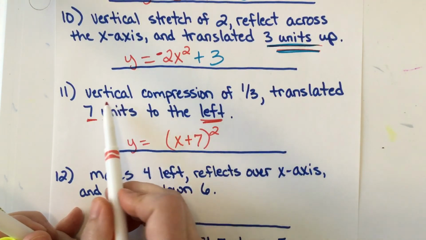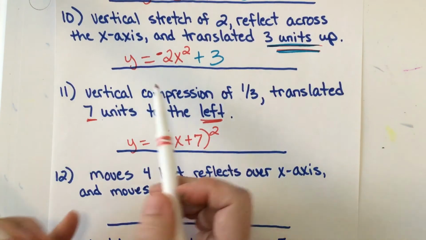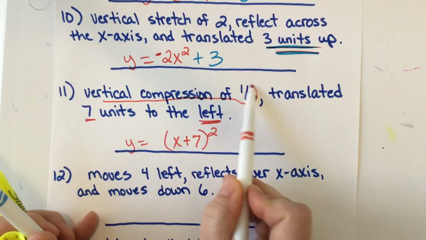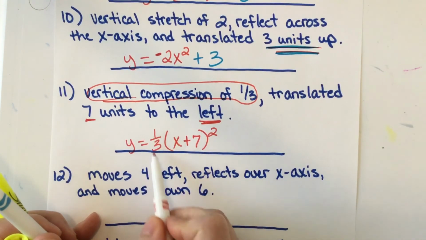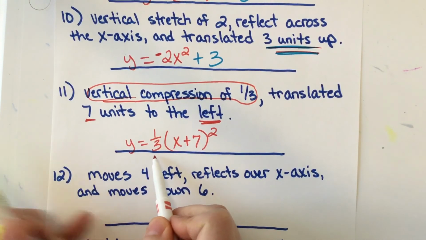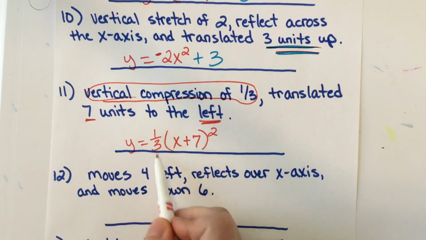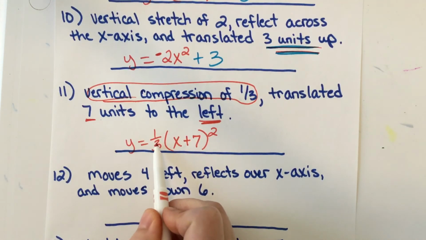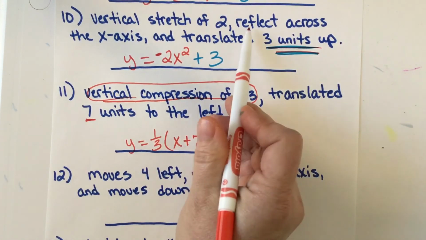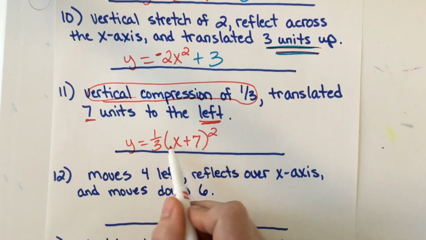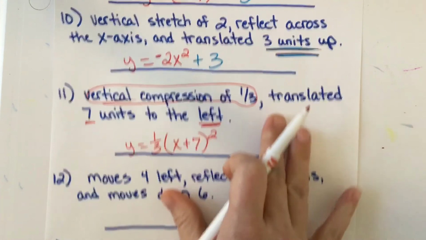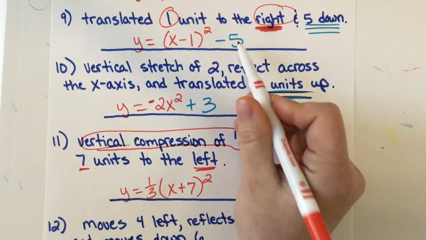And since I want it to compress by a factor of 1/3, then that means I put a 1/3 in front, which is going to make the graph wider than the parent. So compressions and stretches go in the front, and reflections, which are the negatives, go in front. Left and right movements are in parentheses, and up or down movements are in the back.